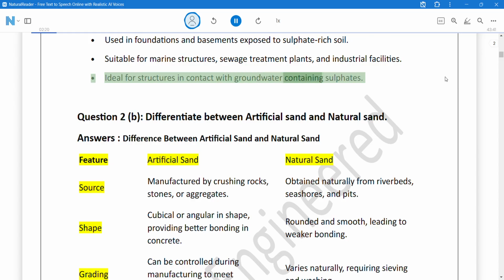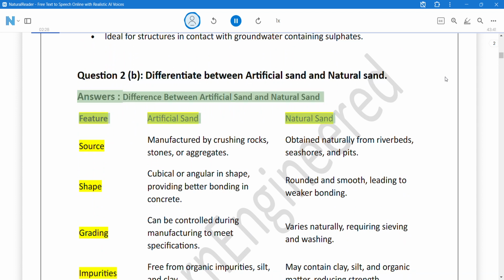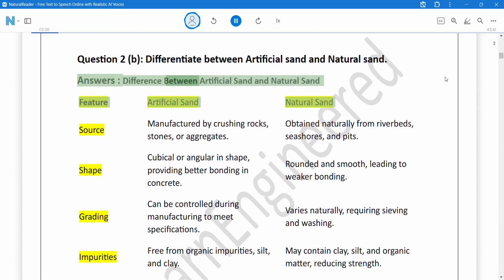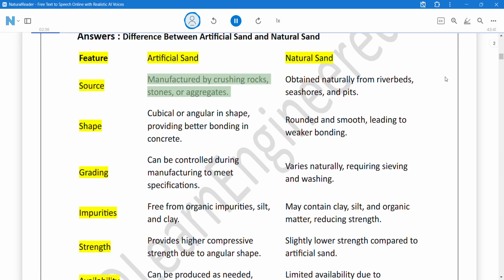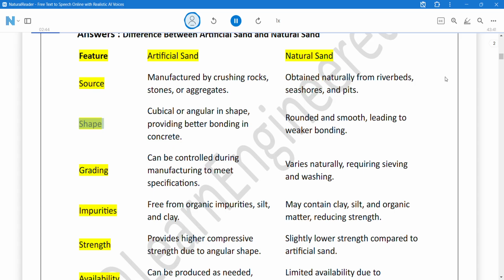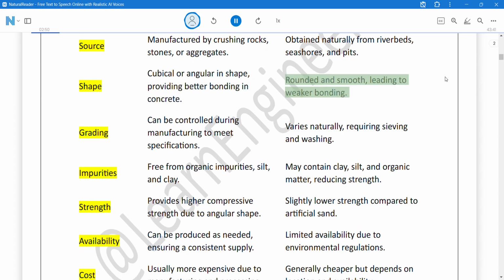Question 2. Differentiate between artificial sand and natural sand. Answers: difference between artificial sand and natural sand. Feature: artificial sand, natural sand. Source: artificial sand is manufactured by crushing rocks, stones, or aggregates. Natural sand is obtained naturally from riverbeds, seashores, and pits. Shape: artificial sand is cubical or angular in shape, providing better bonding in concrete. Natural sand is rounded and smooth, leading to weaker bonding.